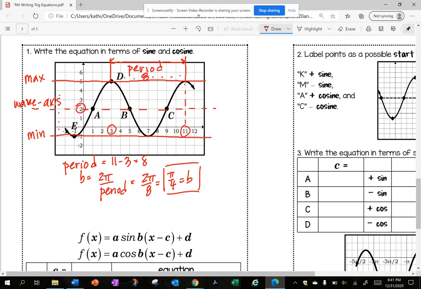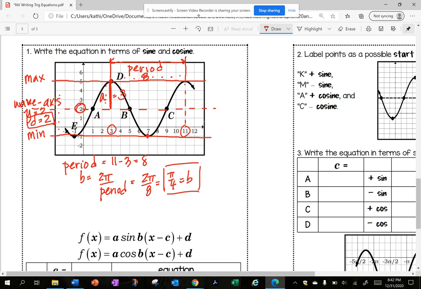And my wave axis is at y equals 2, my horizontal line. So I know my D parameter is 2. Next, I'm going to find my amplitude. My amplitude I can find from a maximum to the wave axis. So this is 1, 2, 3. I am counting by ones. So my amplitude is 3.